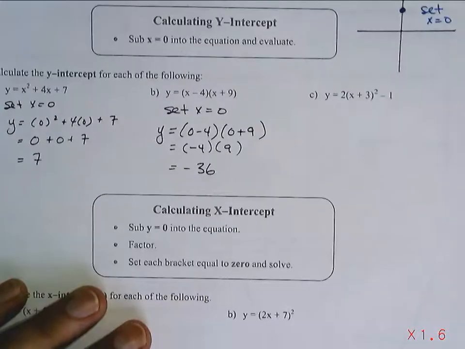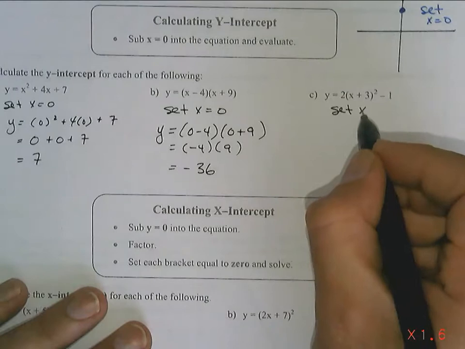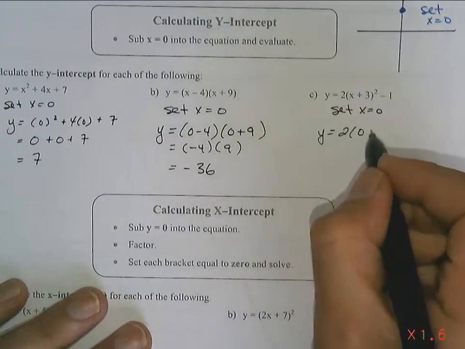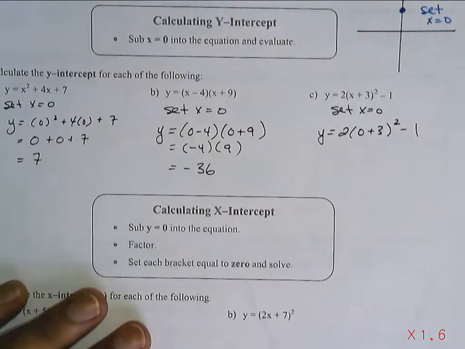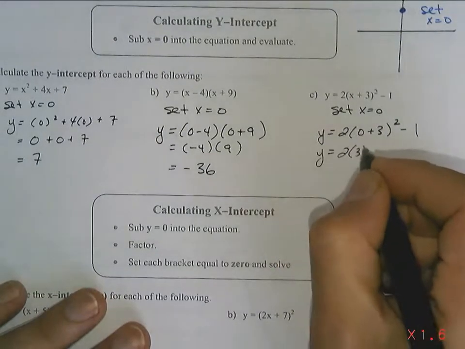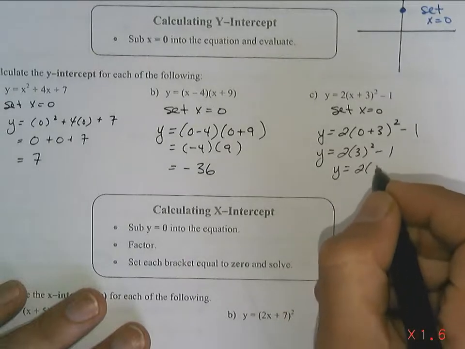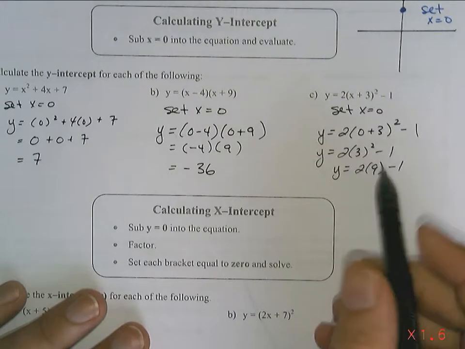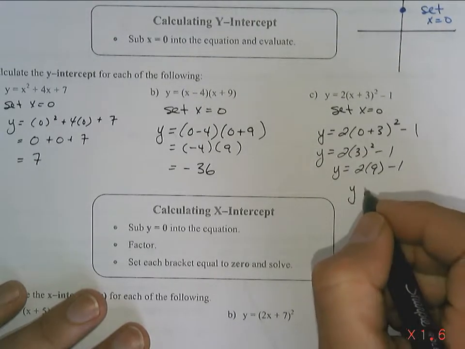Last one. This is vertex form. Nothing changes. You set x equal to 0. y equals 2 times (0 plus 3) squared minus 1. Order of operations kicks in. y equals 2 times 3 squared minus 1. y equals 2 times 9. You have to do the square first. 2 times 9 is 18. 18 minus 1 is 17.